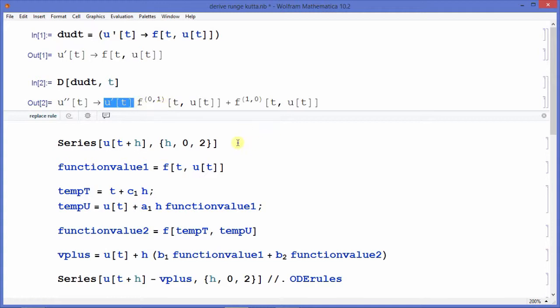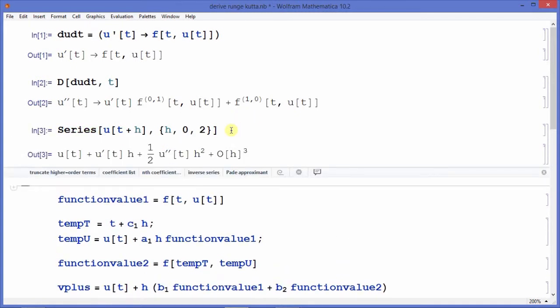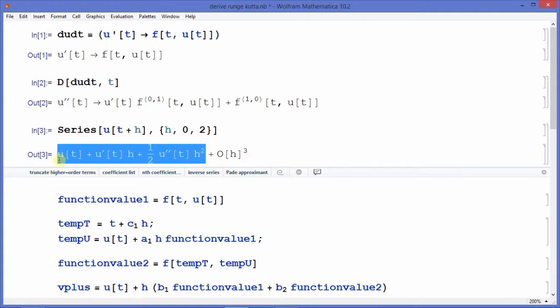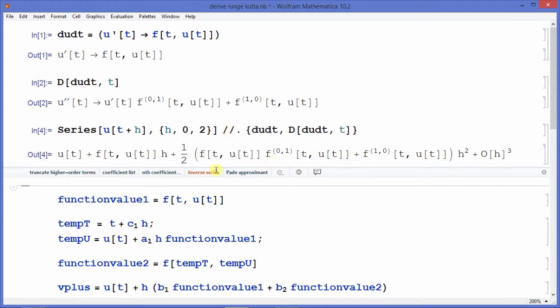So if we now look at what happens with u at a future time step, so let's say we know u of t and we want to find u of t plus h based on that, well, then we have a series expansion. We'd have to get this much correct in order to get second order accuracy. And what we'll do is replace all the derivatives of u with these rules that come from the ODE. In other words, here's where we apply knowledge of the ordinary differential equation. And now all the u primes are gone and replaced by f's.